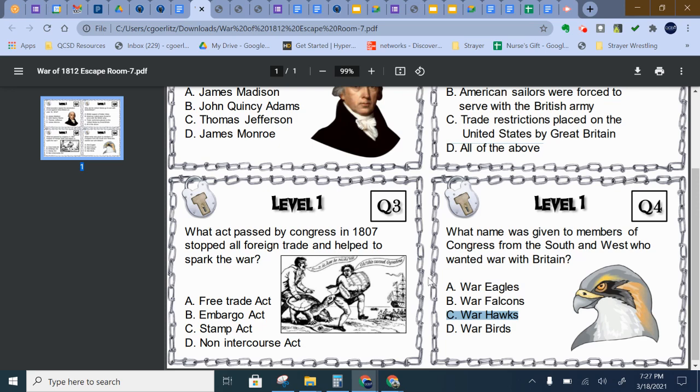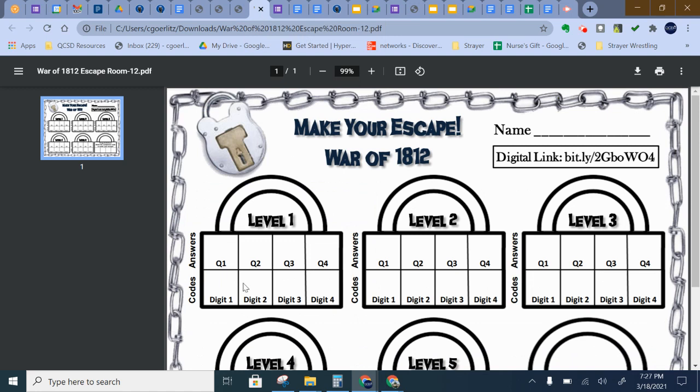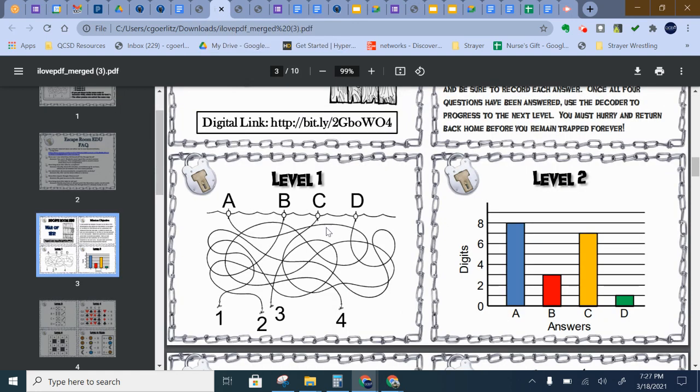So now, your 4 answers that you would put here are A, D, B, and C. But now we need the codes. So how do we get the codes? Well, now that we have the letters in the order, we're going to go here. Level 1, A. Now, you could do this just by trying to follow the line and hope you're right, and A is 4. But you have to answer the questions as well. So it's A4. Now, it's not A, B, C, D.